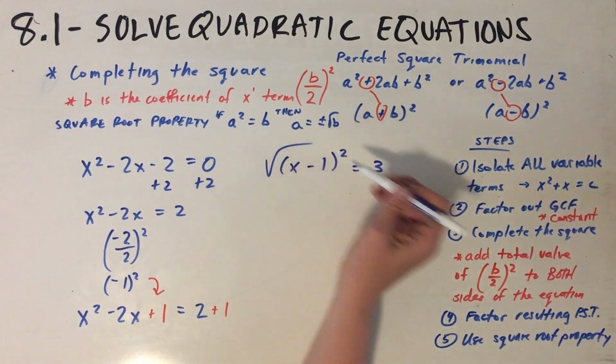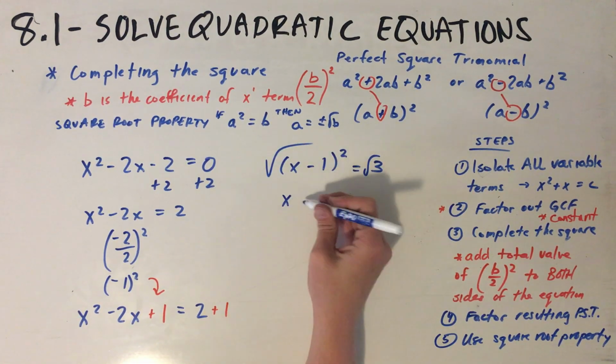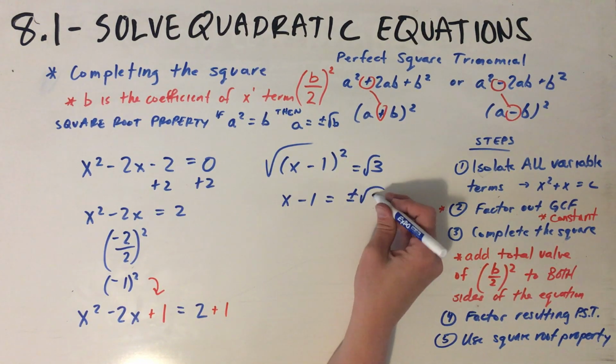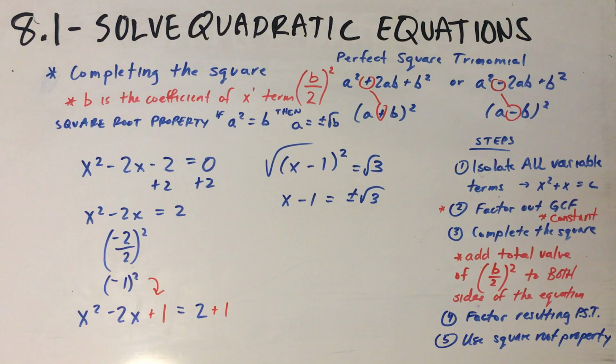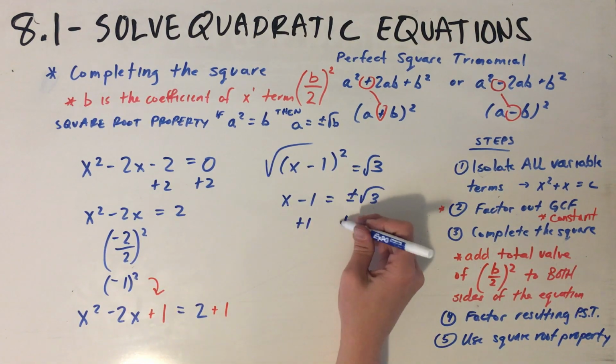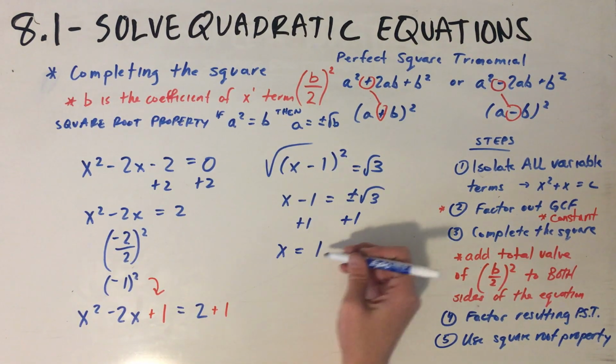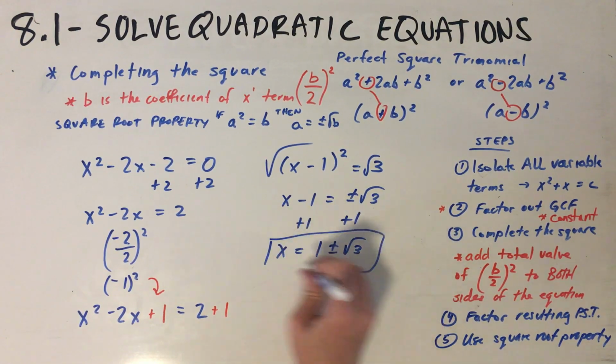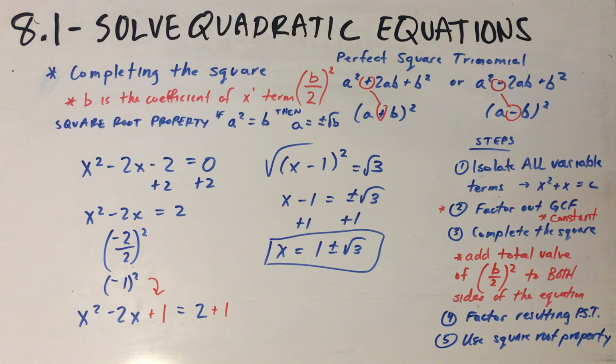So I'm just going to take the square root of both sides and get x minus 1 is equal to positive negative square root 3. Can't simplify that down any further. So I'm going to add 1 to both sides and get that x is equal to 1 plus or minus the square root of 3. And that is my solution to this equation.